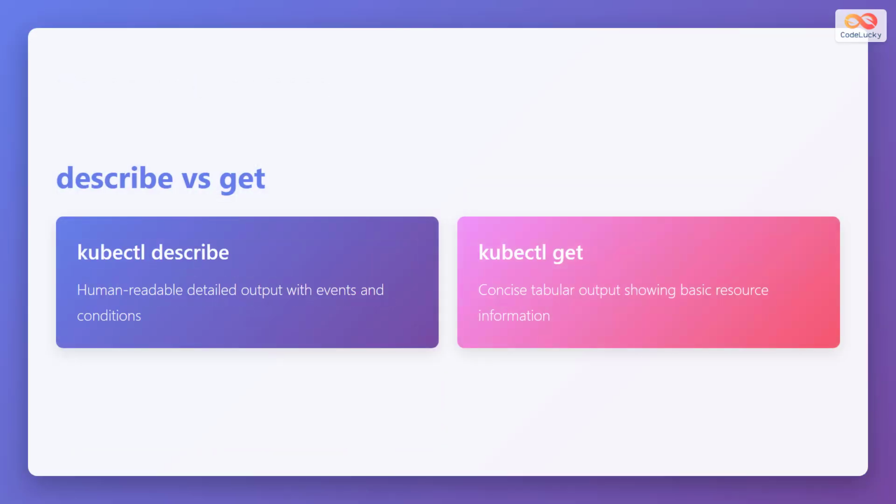Let's compare kubectl describe with kubectl get. kubectl describe provides human-readable detailed output with events and conditions, giving you the full picture of a resource. On the other hand, kubectl get shows concise tabular output with just basic resource information. Use kubectl get for quick overviews and kubectl describe when you need detailed information for troubleshooting or analysis.